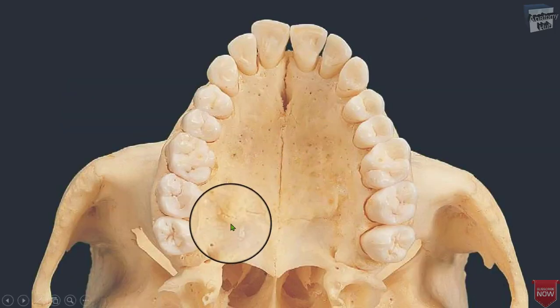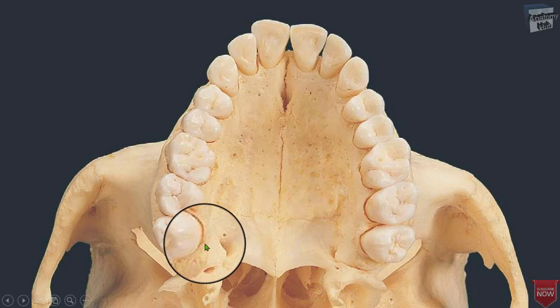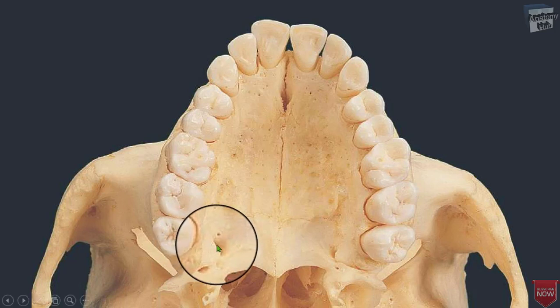Here you will find the greater palatine foramen. The greater palatine foramen is the exit of the greater palatine canal and lies at the posterolateral angle of the hard palate just medial to the last molar tooth. The foramen transmits the greater palatine nerve and vessels. The nerve is a branch of the maxillary division of the trigeminal nerve, the artery is derived from the maxillary branch of the external carotid system, and the vein drains to the pterygoid plexus, a tributary of the maxillary vein.